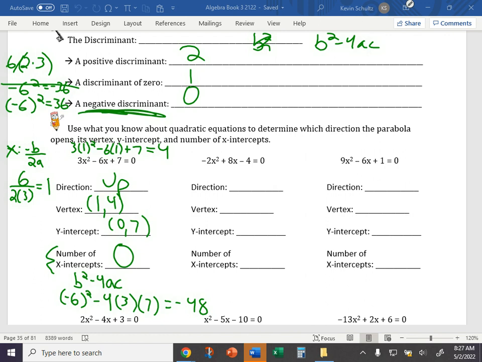Let's do the next one here. Actually, let's do the third one so I can have more space to write. I'm not going to focus on the direction, the vertex, and the y-intercept because that's all review. You've done that before. Let's focus on the new piece, the number of x-intercepts. As it happens, our b value is again -6. But we're going to use that formula, b squared minus 4 times a times c.